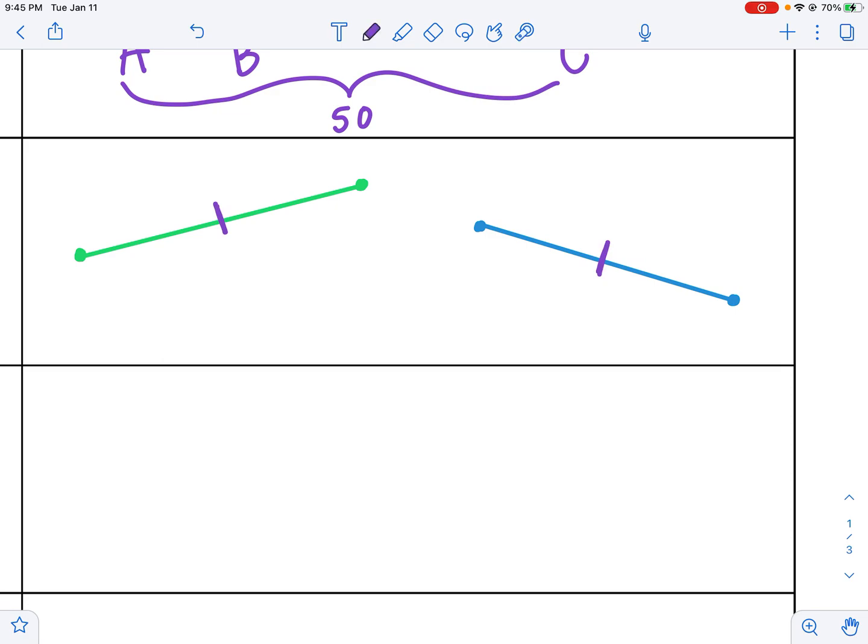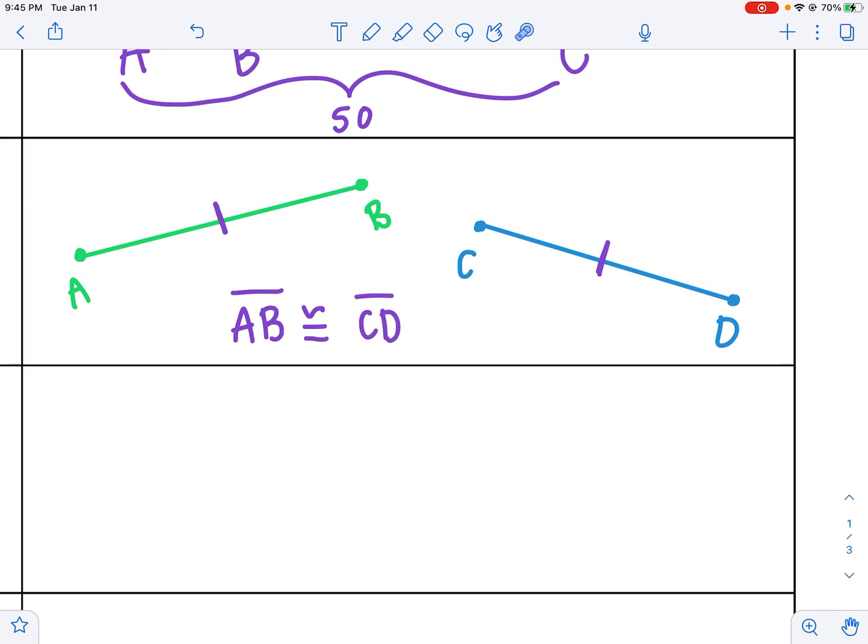Now, let's say that you went ahead and you named these. So I'm going to keep it simple. We're going to call one segment AB, and we're going to call the other segment CD. A way that I could actually write this out with geometry notation is I'm going to say that AB, the segment, is congruent, and my congruent symbol is just an equal sign with a squiggle on top. So AB is congruent to CD.